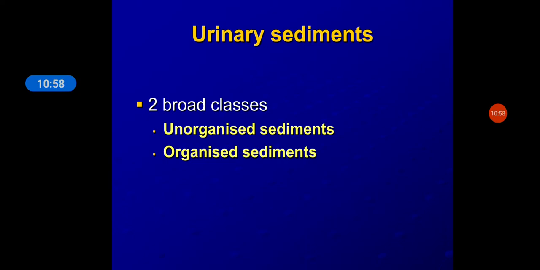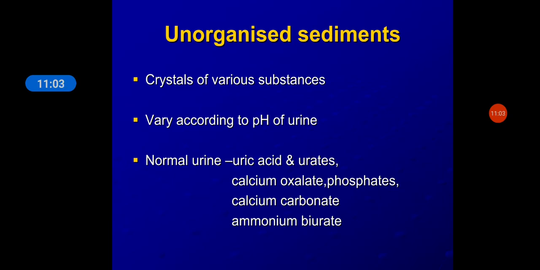Basically they are classified into two. You have unorganized sediments and organized sediments. So we'll see the unorganized ones and then we'll go to the organized ones. Ideally in unorganized you will find crystals. They vary according to the pH of urine, so in acidic urine you have some forms of crystals, in alkaline urine you have other forms of crystals. Okay, so in normal urine you can have different types of crystals.